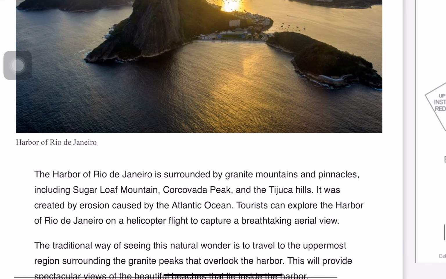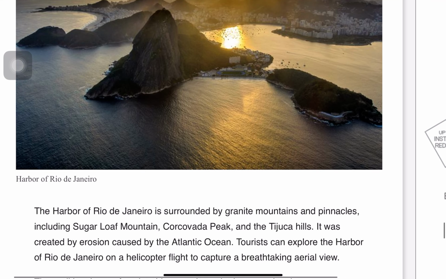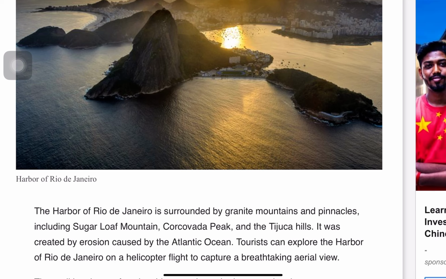It is surrounded by granite mountains and pinnacles. So you look at the mountains. Tengok sini. This one is granite, batu granite. Including Sugarloaf Mountain, Corcovado Peak, and the Tijuca Hills. It was created by erosion caused by the Atlantic Ocean. So ini daripada air ataupun apa tu, ombak dan juga angin daripada lautan Atlantik.